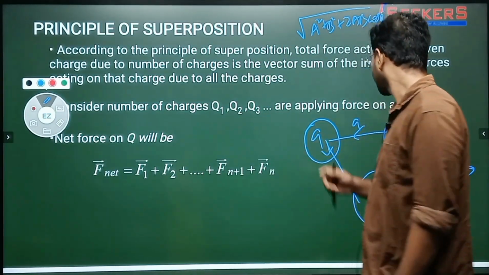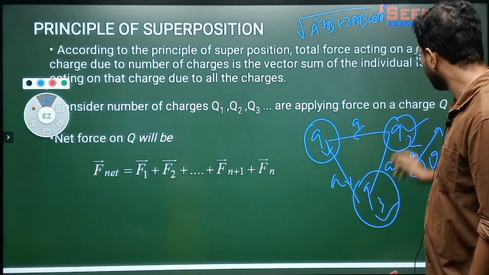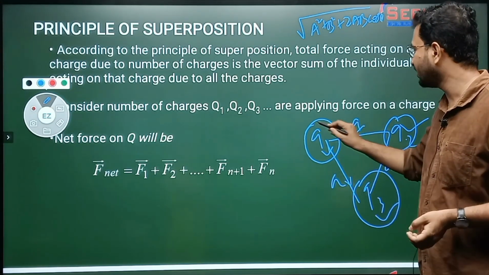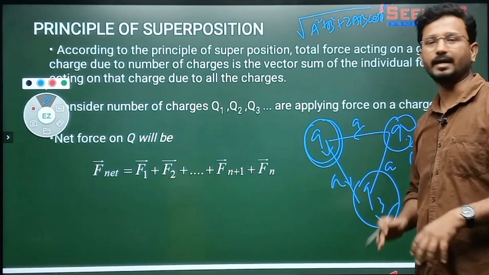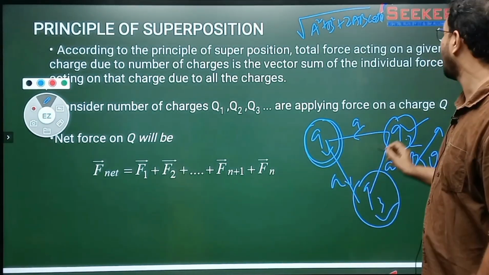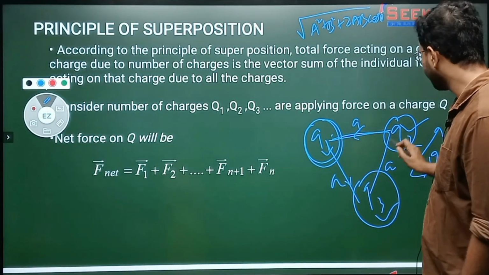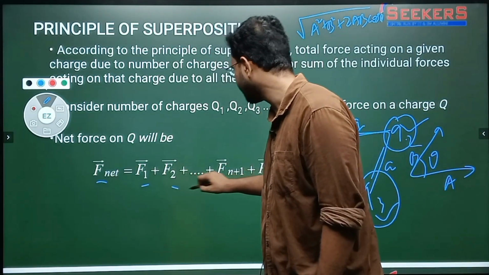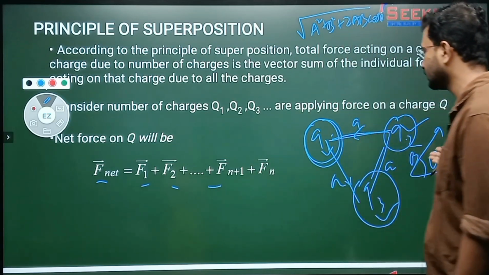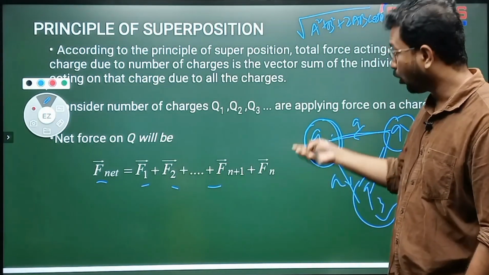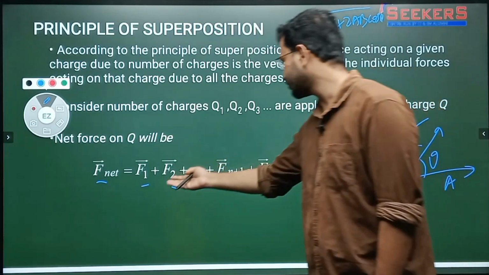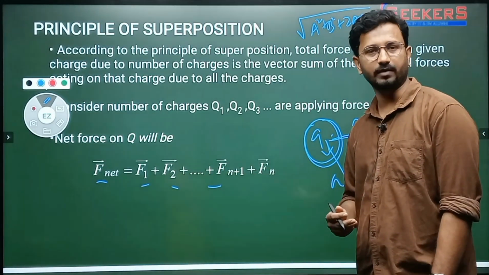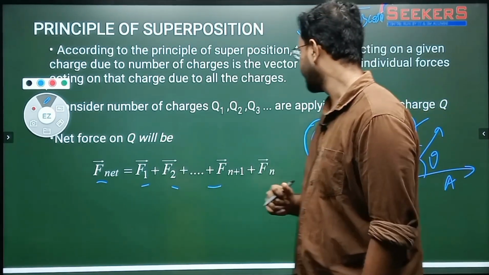So if you see here, on Q1 there is a force by Q2 and there is a force by Q3. So we have to calculate the overall addition of forces on Q1. How much net force is acting? We'll have to calculate the force by Q2 and the force by Q3. That's why F net on a charged particle is due to F1 plus F2. There can be more than 3 charged particles also, and they all will apply forces. So we have to add all the forces, and whatever resultant value we get will be the net force on the body.